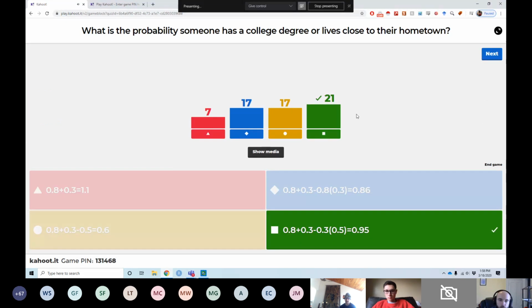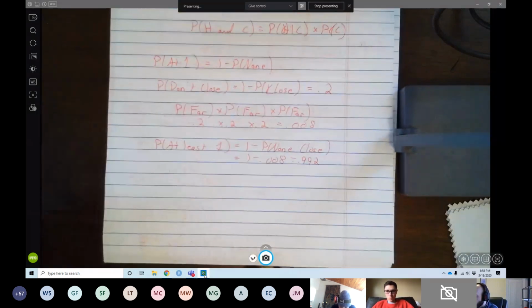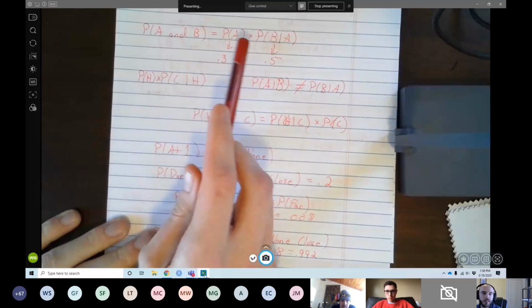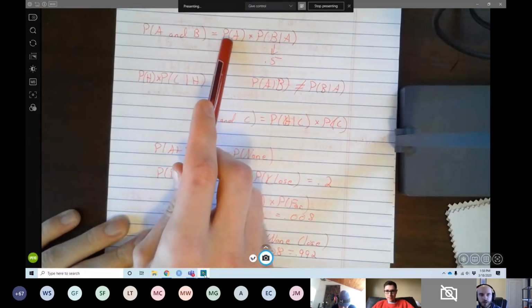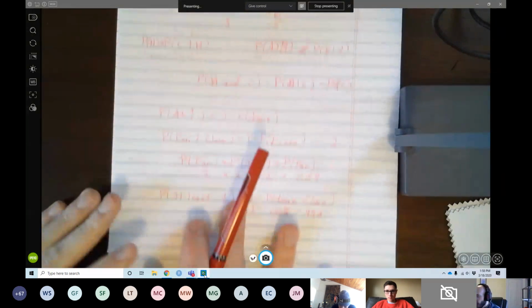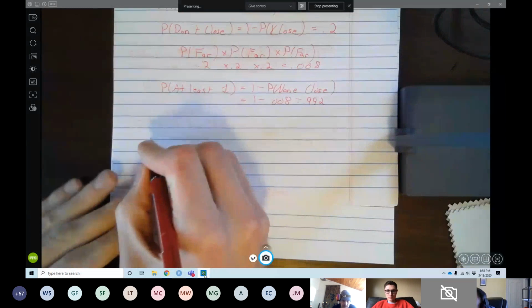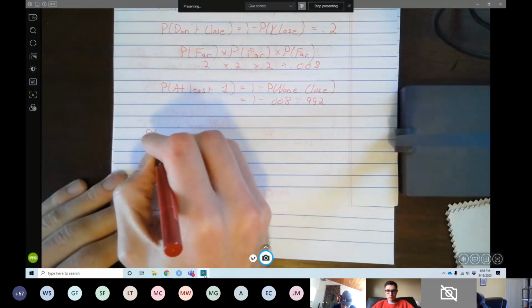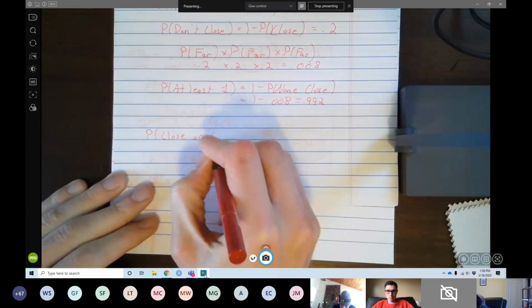Okay, so how do we go about finding this one? We talked about if you see the word and, you want to change and into a multiplication sign. And it's easy if the two events are independent, but if they're not independent, you take the marginal times the conditional. If you're working with an or, you want to turn or into a plus sign. So we're going to take the probability that they live close to home or they have a college degree.